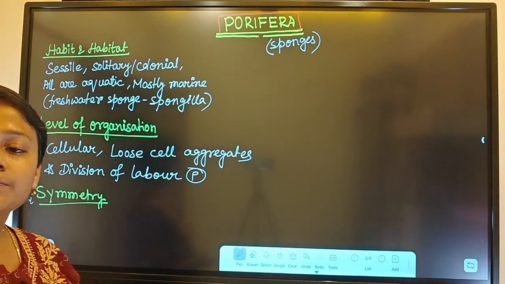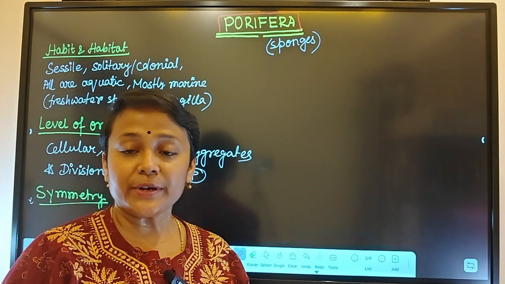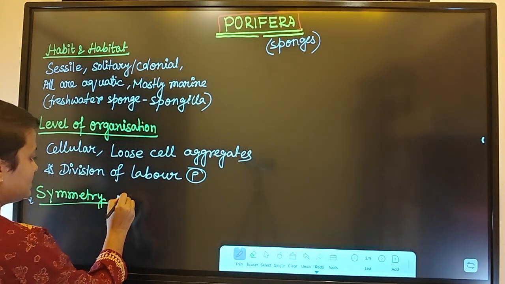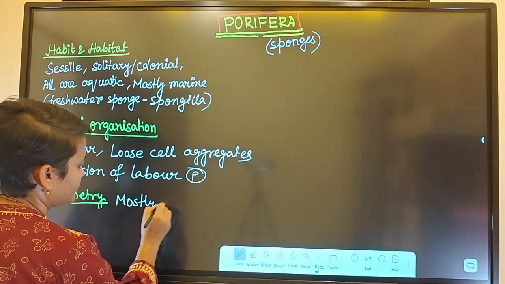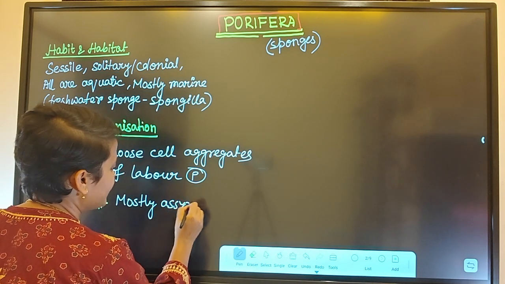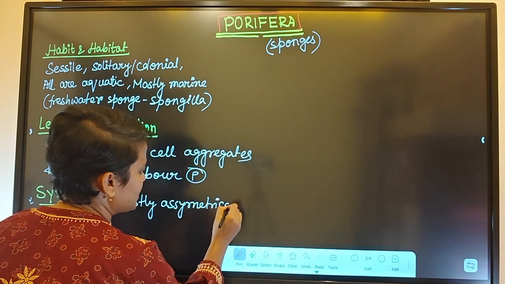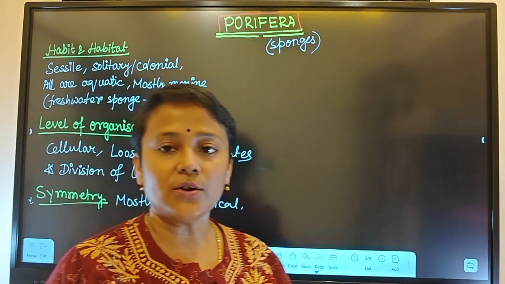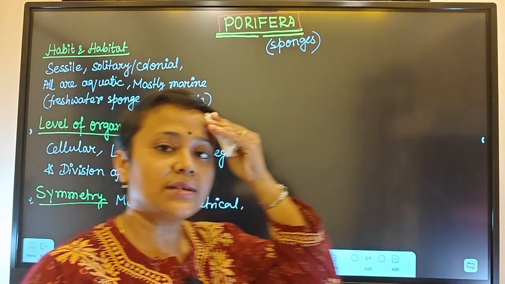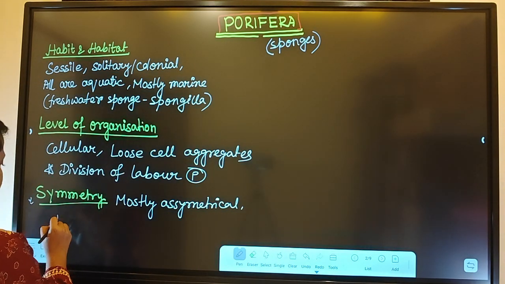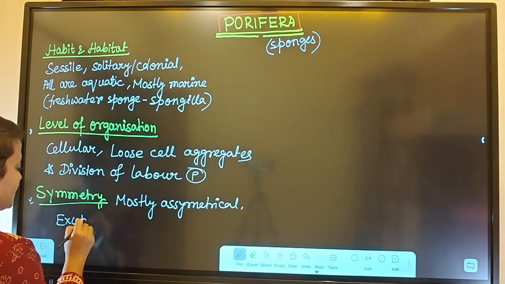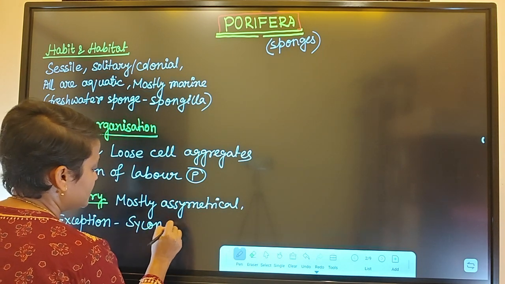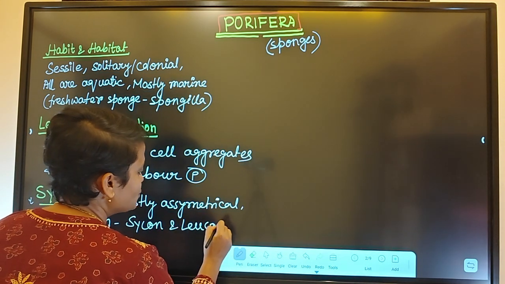Coming to symmetry, we all know that sponges are mostly asymmetrical, meaning irregular in shape, meaning no plane can divide the organism into two equal halves. But there are some exceptions. You have to remember the exceptions, very important. The exceptions are Scypha and Leucosolenia.